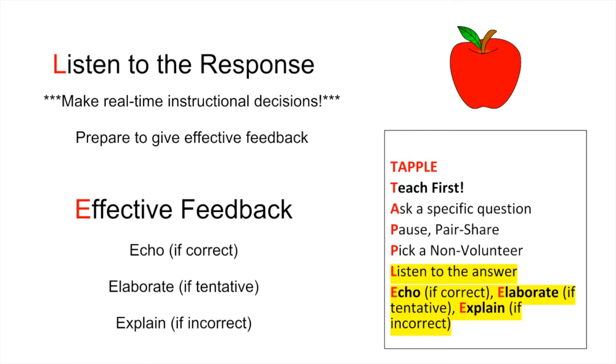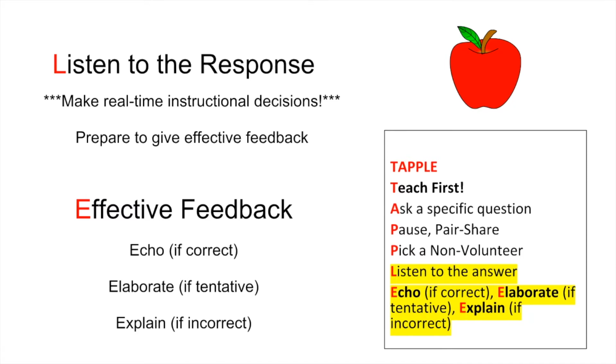Every time a student answers, you need to make a decision. Are they with me? Do they need reteaching? What do I need to do? After listening, you as a teacher need to be ready to provide E, effective feedback. When giving students feedback, echo if they answer your question correctly. This affirms to the student and the class it is a correct answer and allows all students to hear it.